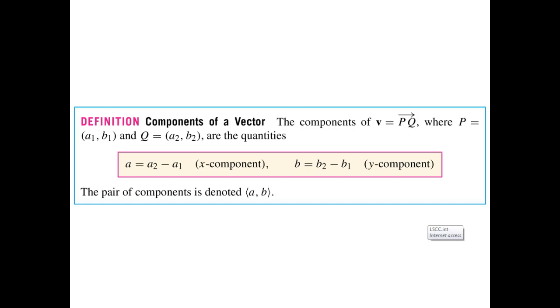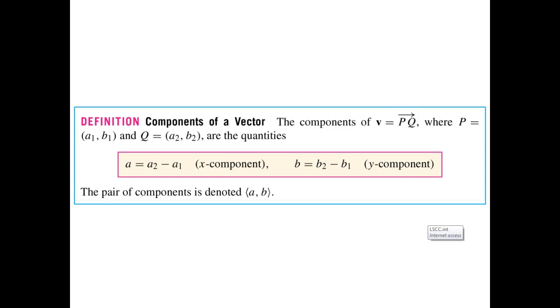Now, the components of that vector v, whose initial point is P, which is (a1, b1), and terminal point is Q, which is (a2, b2), the components of that would then be the difference of the components, final minus initial, always. Terminal minus initial, okay?